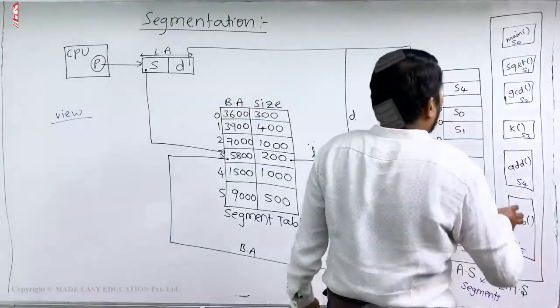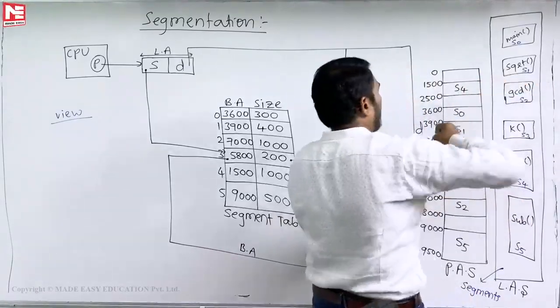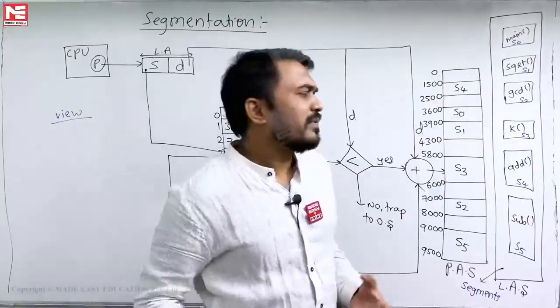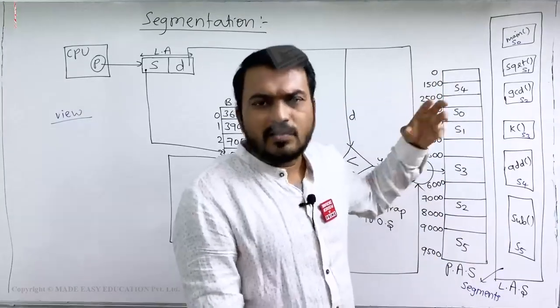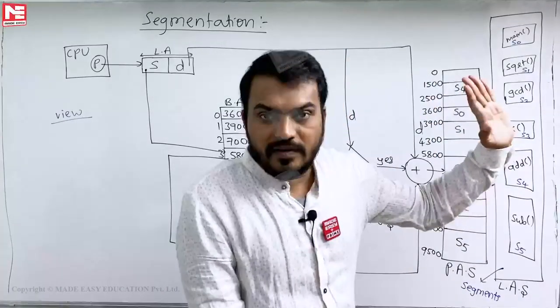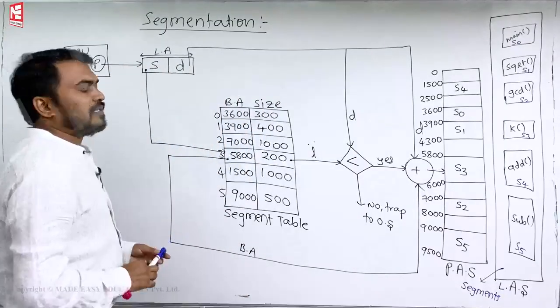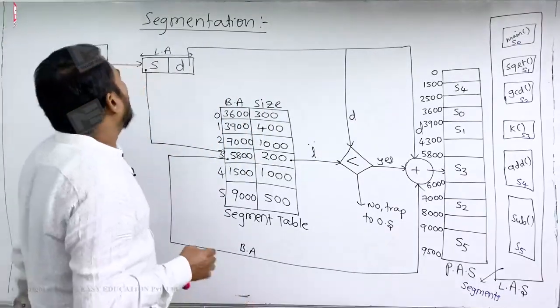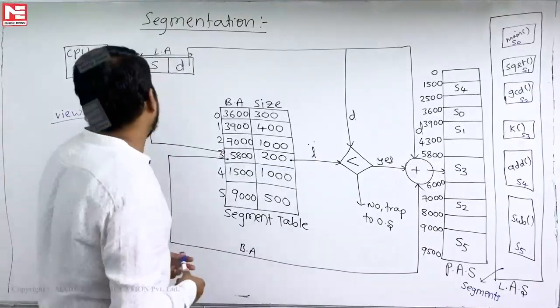Here, segment number 3, segment number 2, the segments of LAS will be brought into PAS. So what happens in paging? The same thing: pages of LAS will be brought into PAS. Here, segments of LAS will be brought into PAS. Is that clear for everyone? This is very simple and easy, not complicated.